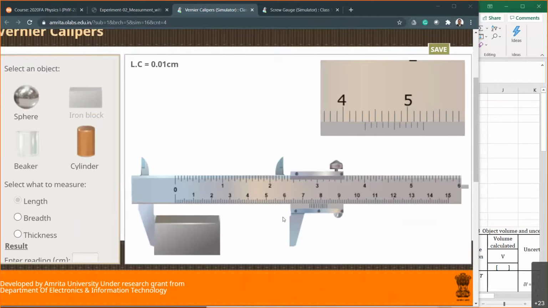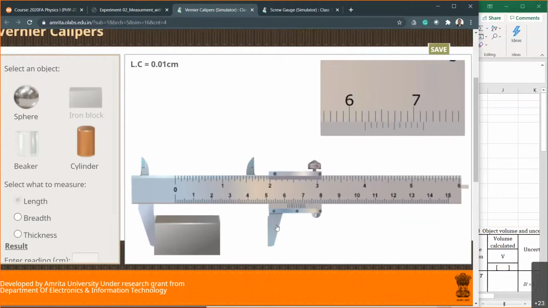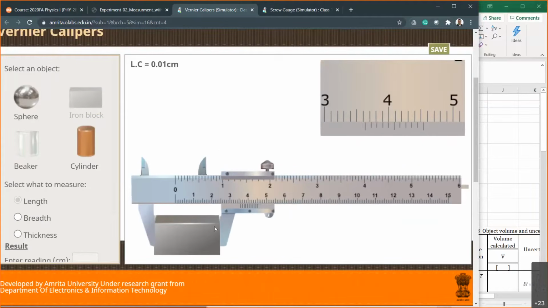Now you can see the sliding scale is open. To take the readings, you have to place the object like this and then bring the sliding scale all the way until it touches the object's other side. When it touches the other side, it is ready to take the reading. So all we have to do now is read this reading right here.